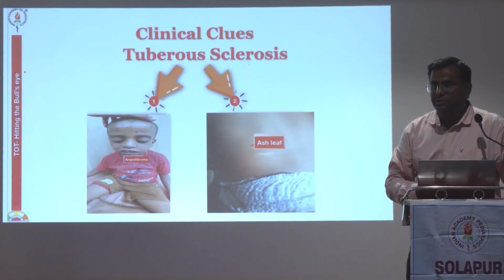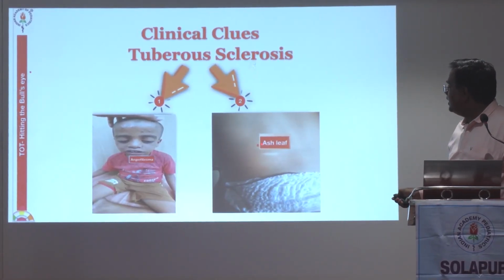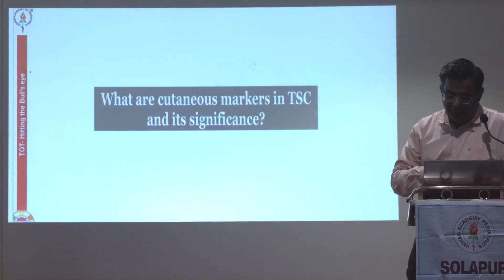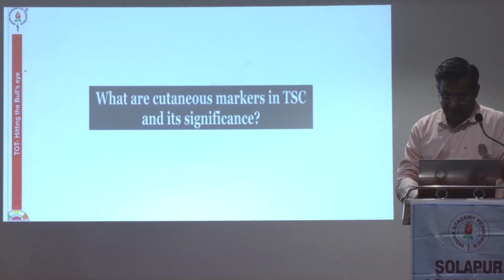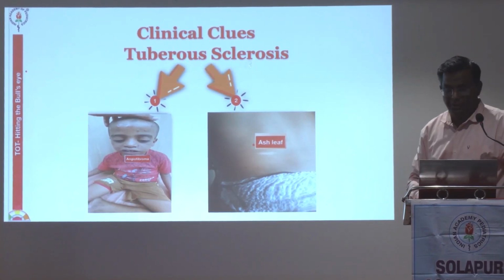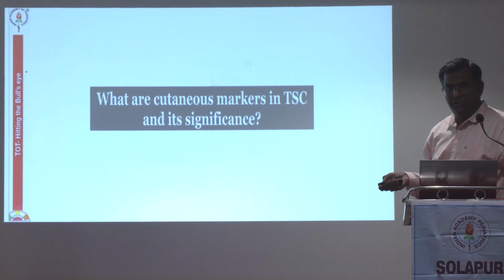So we have exposed the child, and on the back we have also found this hypopigmented patch. So these are ash leaf macules. Okay. So we will go into the details of cutaneous markers. And this is characteristic of tuberous sclerosis complex, as sir has already mentioned. So we will get into the details of the cutaneous markers in tuberous sclerosis complex and their significance.